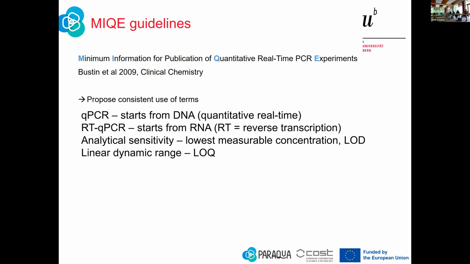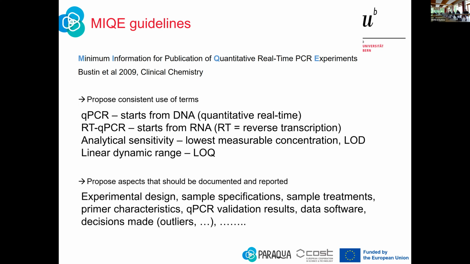Actually, what they propose is to only use RT-qPCR for RNA, because RT, some people use it for reverse transcription and others for real time. And Q is enough for the real time, quantitative real time, and the RT only use when you start from RNA. Linear dynamic range is one term they propose, and analytical sensitivity, which would be what I introduced as LOD. I brought this article, maybe we can copy it afterwards for everybody who's interested, or you can just read it.